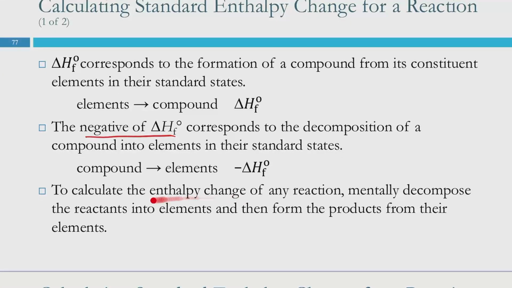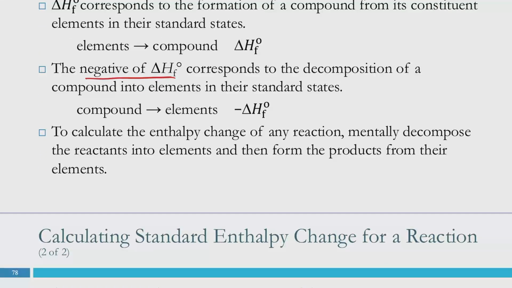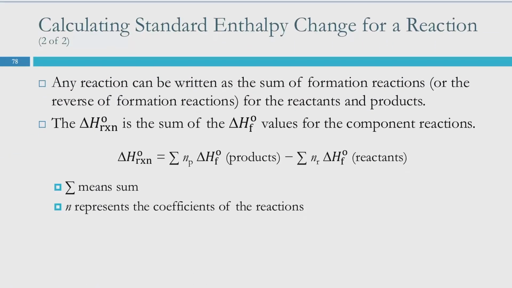So if we're calculating an enthalpy change for a reaction, so we've got multiple compounds, not just things in their standard states, then we're going to want to decompose our reactants into elements and then form the products from those elements. And so we'll see what that looks like. This is arguably an overly mathy slide, but we'll talk through it. So any reaction can be written as the sum of formation reactions or decomposition reactions for our reactants and products.